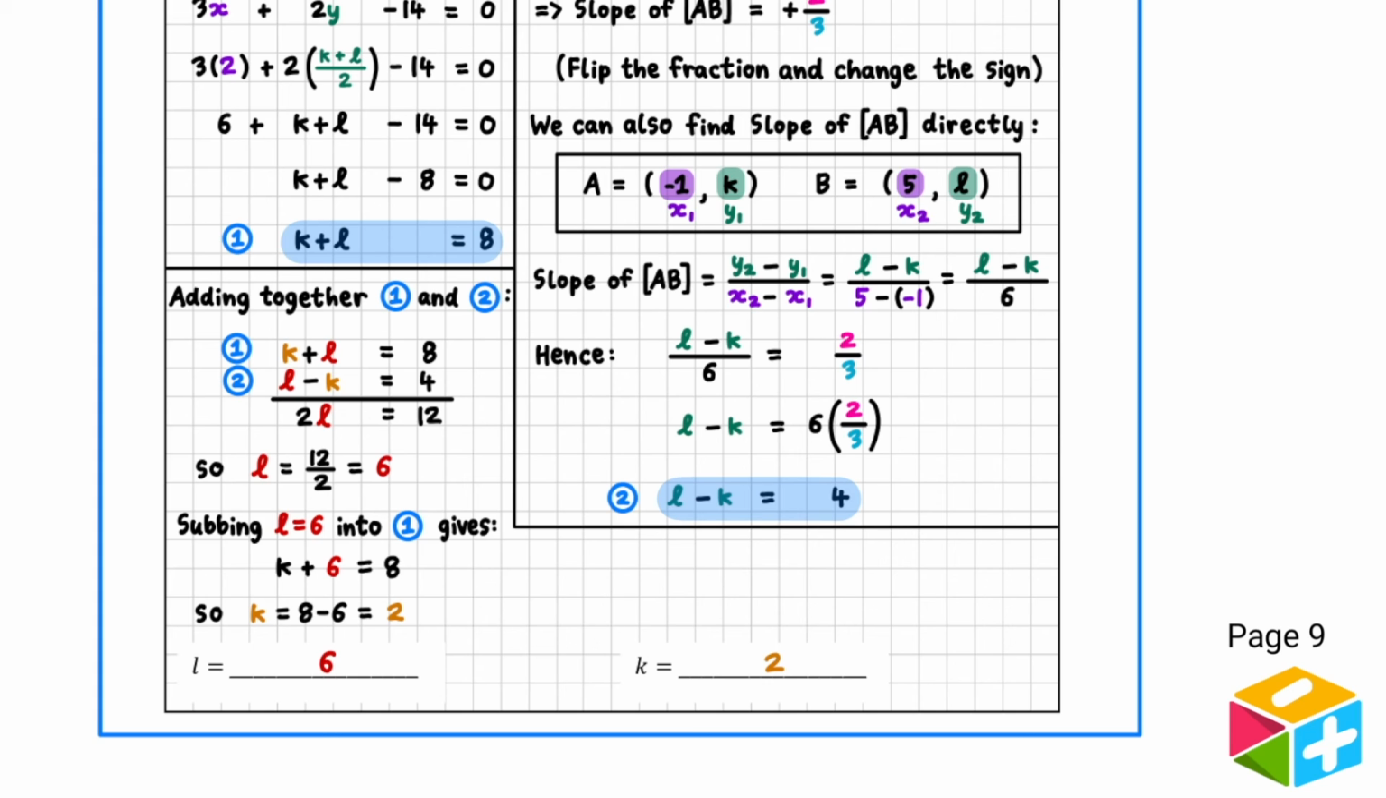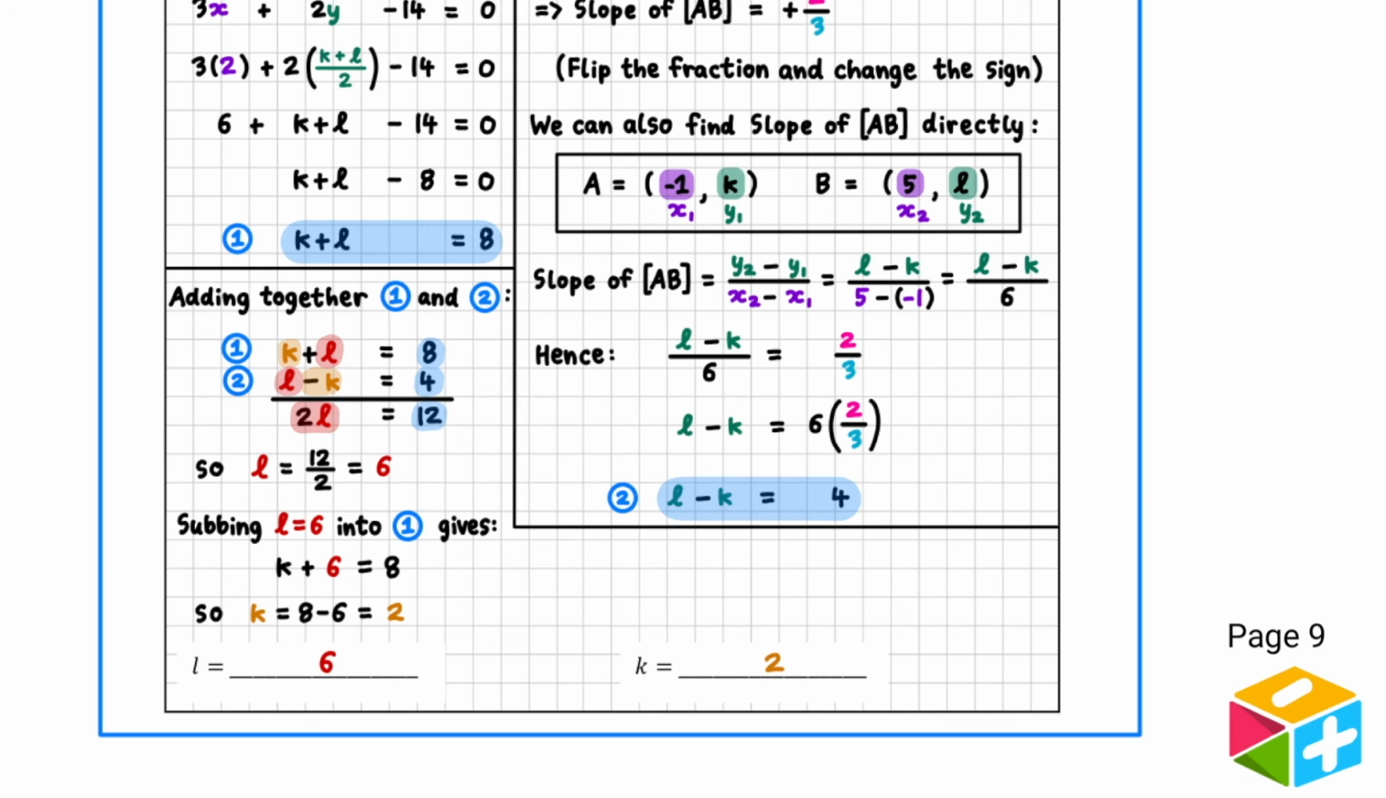We can use simultaneous equations to solve for k and L. The first equation has a plus k and the second equation has a minus k. This means that if we add together the two equations, the k terms will cancel. When we add the equations, the k and the minus k cancel. L plus L is equal to 2L, and 8 plus 4 is equal to 12. So we end up with 2L is equal to 12. Dividing both sides by 2, we obtain L is equal to 12 over 2, which is 6.